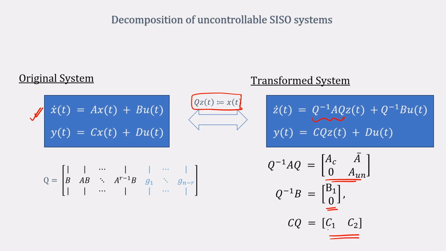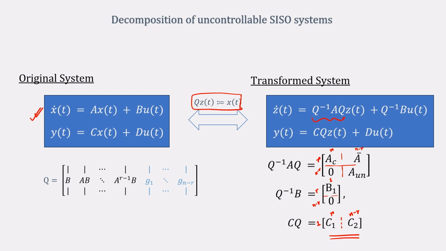Why C1 C2? Again, C1 and C2 can have any values. We are just keeping it conforming to the partition here. Now, what do you mean by conforming to the partition here? AC was r cross r and this was n minus r, n minus r. Similarly, here it was r cross 1 and then n minus r cross 1, 0 part, and this one would be, since it is a SISO system, 1 cross r and then n minus r here. So, this is what the partitioning would look like.